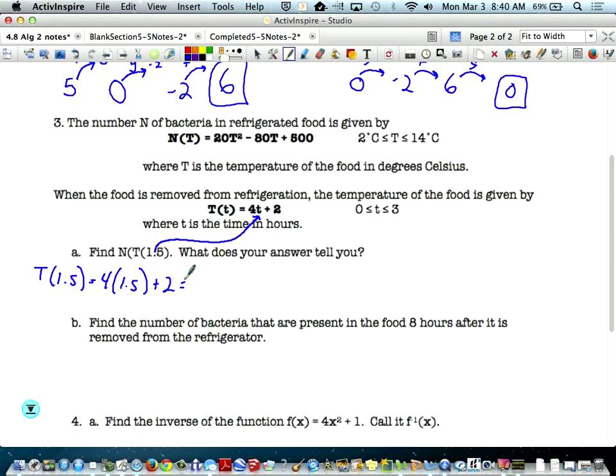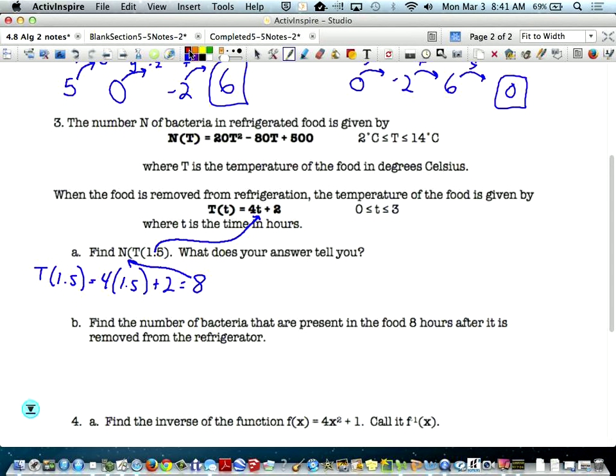What do you get? 6. Don't forget to add your 2. Show them. Now we're supposed to take that 8 though and plug it into N, right? So once you get this output, it goes into function N.